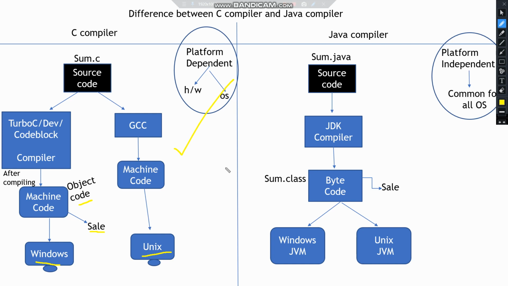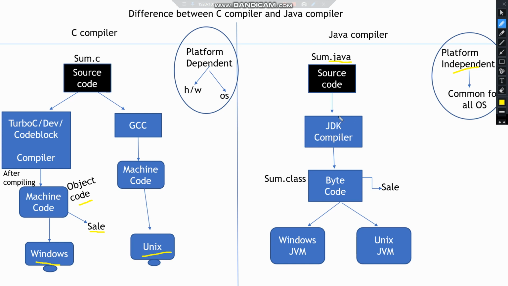Now if we talk about the Java compiler, in Java it is platform independent. That is, it is common for all operating systems. It doesn't matter which operating system you have on your PC, the code will be the same. Suppose we write our program and save it with the extension .java. So this is our source code.